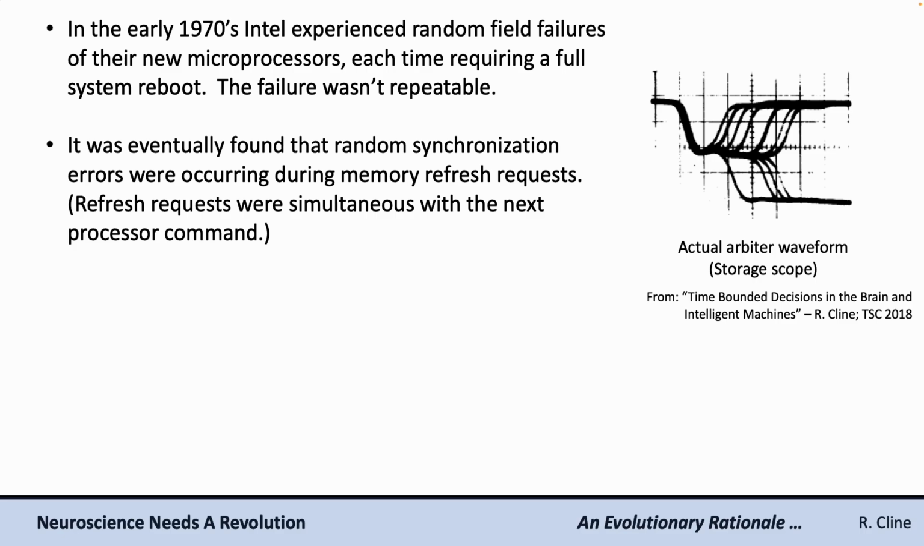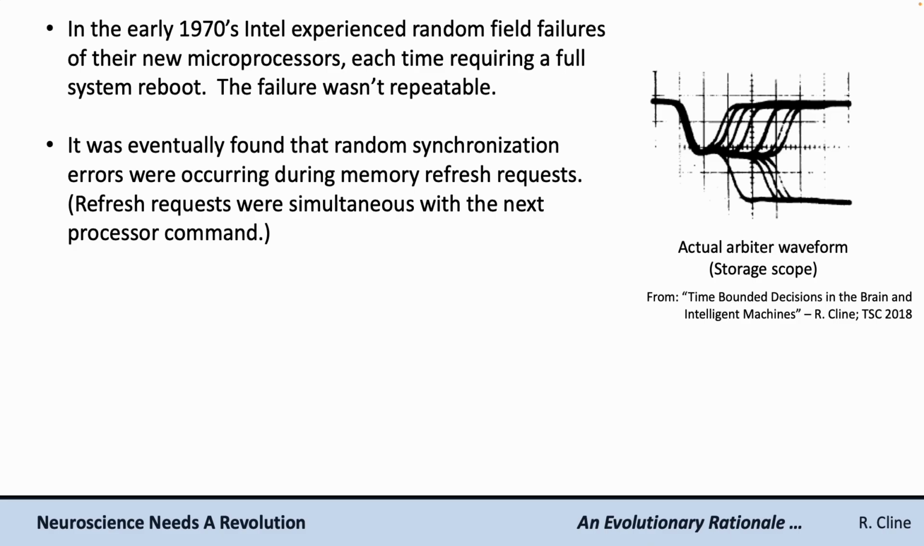So let's go back into history. In the early 70s, Intel released their first microprocessor chips. At that time, they started getting reports from the field that the system would crash, but they couldn't figure out what happened, and they would just reboot it, and it would start up again fine, and they couldn't repeat the failure. It was eventually found a random synchronization error occurred when the memory chip requested a refresh at the same time as a new processor command was issued. The arbiter latch in the memory controller chip could not resolve the conflict before the next clock cycle, causing functional failures.